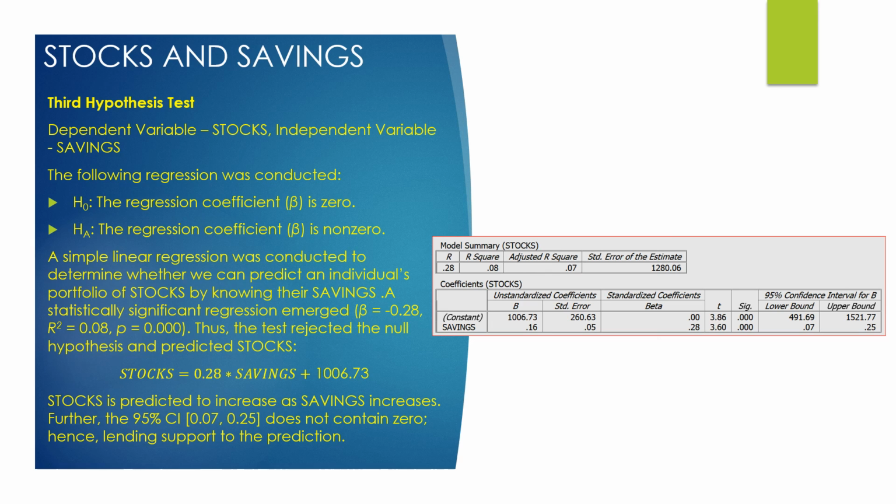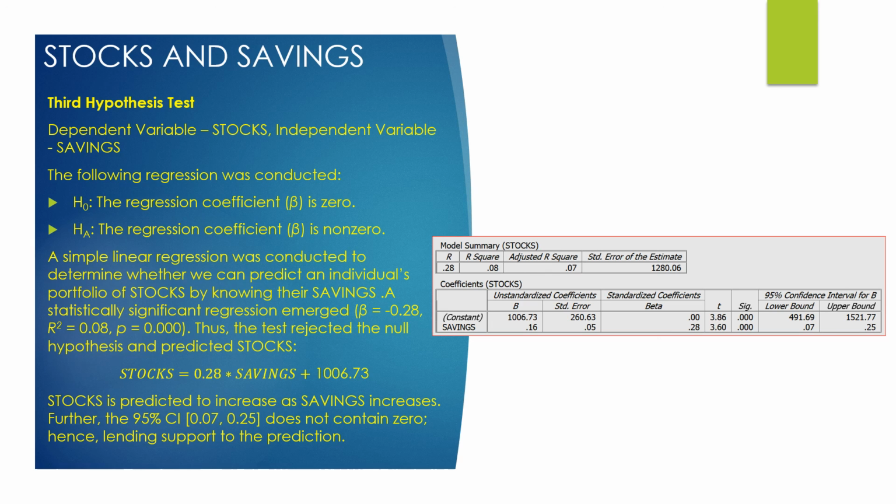A simple linear regression was conducted to determine whether we can predict an individual's portfolio of stocks by knowing their savings. A statistically significant regression emerged with the beta being negative 0.28, r squared was 0.08, and p was 0.000, which is below the statistically significant level of 0.05.